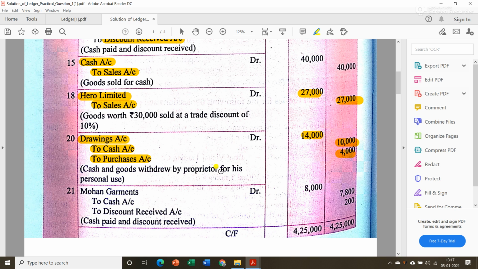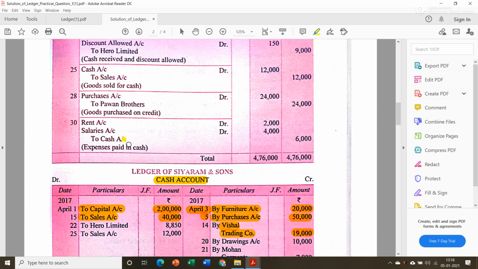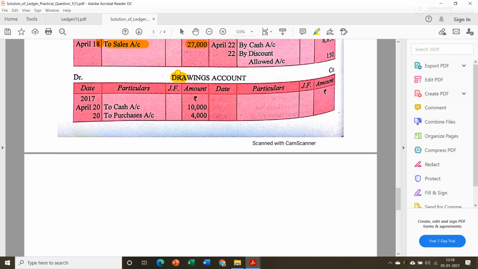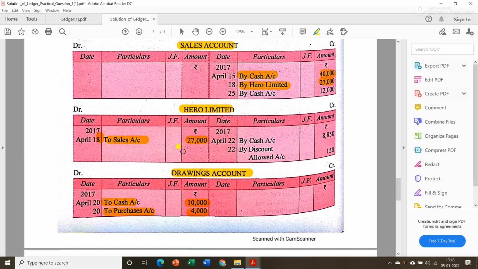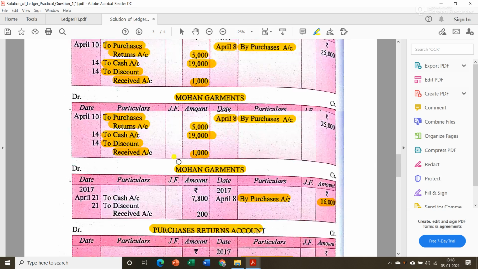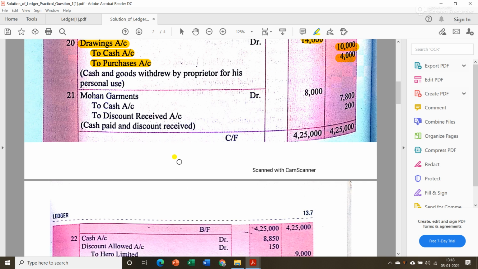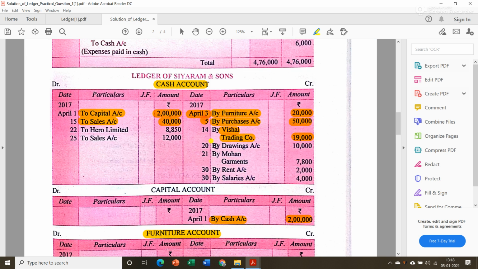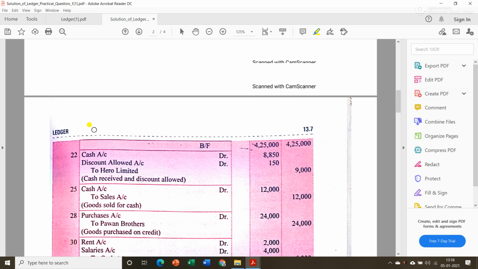Now come to the ledger creation part. Since we don't have drawings account, we will prepare one new account, that is drawings account, and on the debit side we will write to cash account 10,000 he withdrew, and to purchases account 4,000 worth of goods he withdrew. And let us see the journal transaction. Since we already have cash account, in the cash account we will write by drawings account, actual cash withdrawn by him is 10,000.